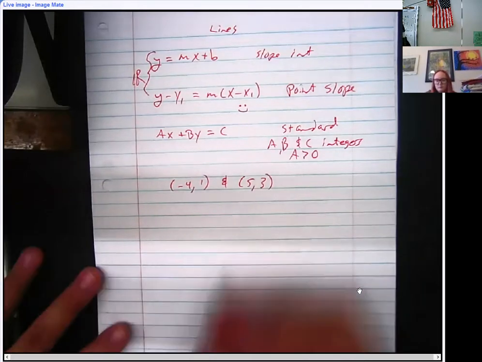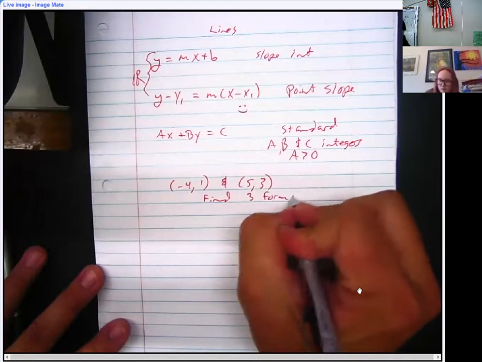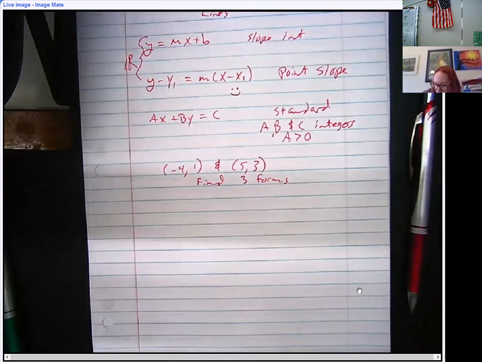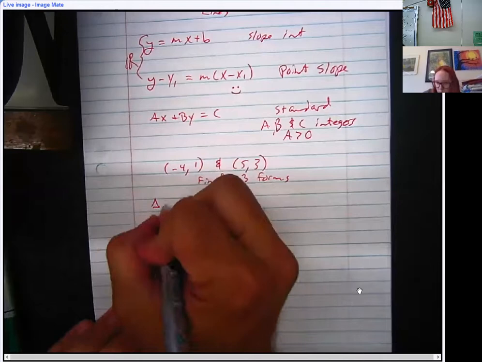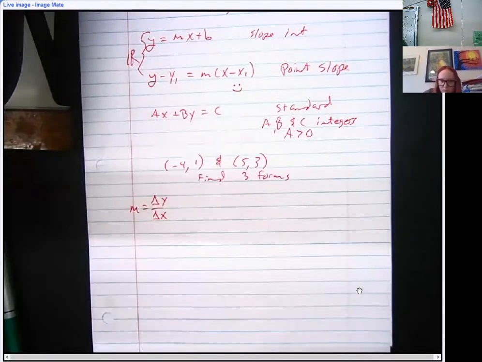Okay, so what we're going to do is find three forms. Okay, so let's talk about this. If I'm going to find those three forms, what's the first thing I need to know? What do you think the most significant part of any line is? Its slope. So again, this is amazing. That's my slope. We've seen that symbol before, haven't we?